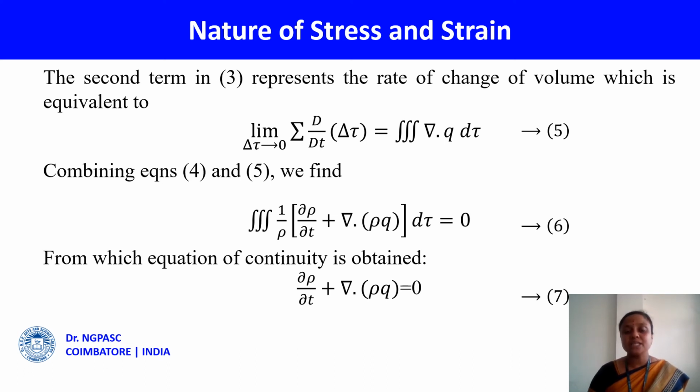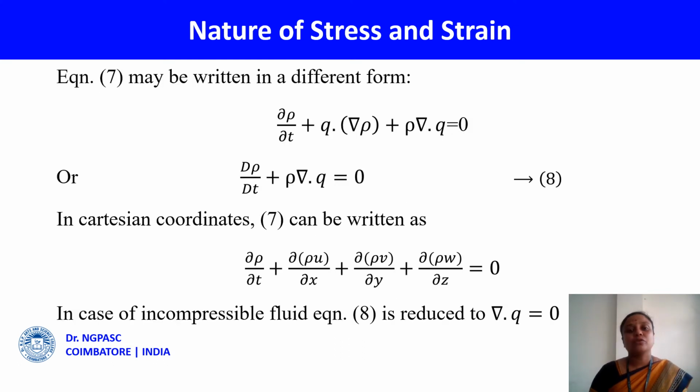So combining equations 4 and 5, we find that triple integral 1 by rho into dou rho by dou t plus del dot rho q into d tau is equal to 0. From which we can obtain the continuity equation as dou rho by dou t plus del dot rho q equal to 0. Equation 7 may be written in a different form as dou rho by dou t plus q dot del rho plus rho del dot q, which is equal to 0.